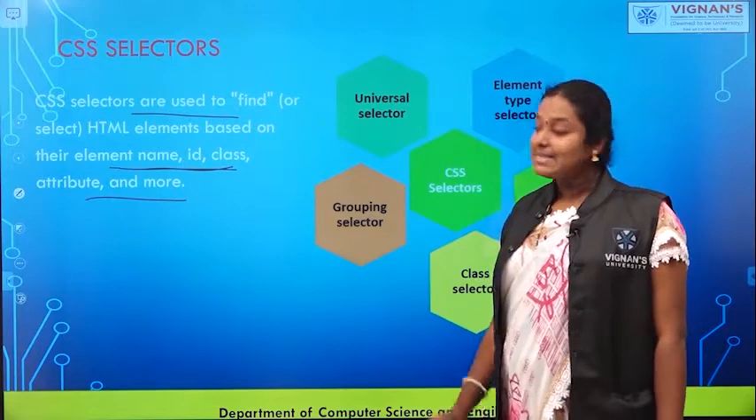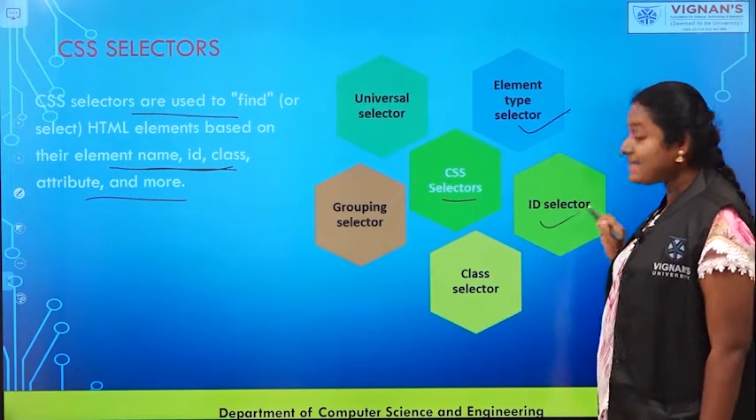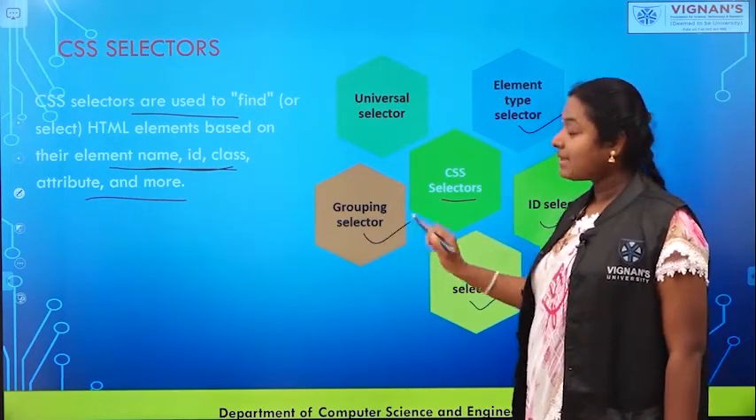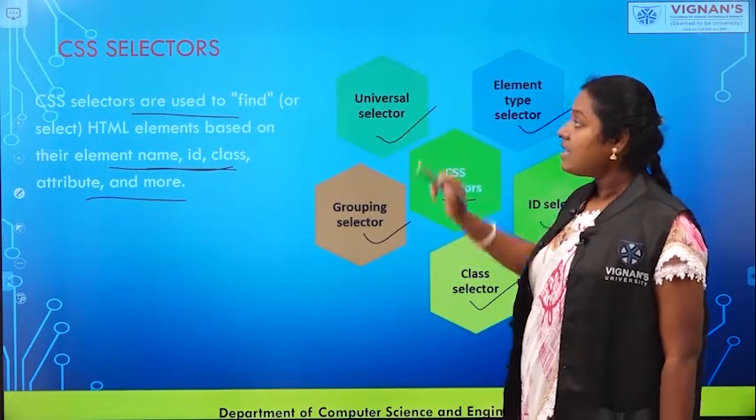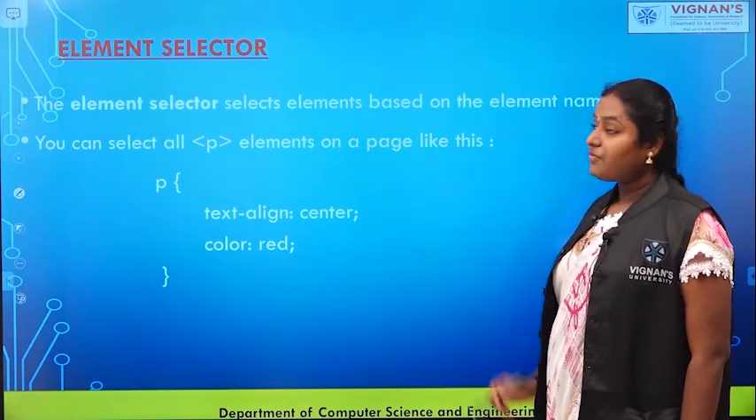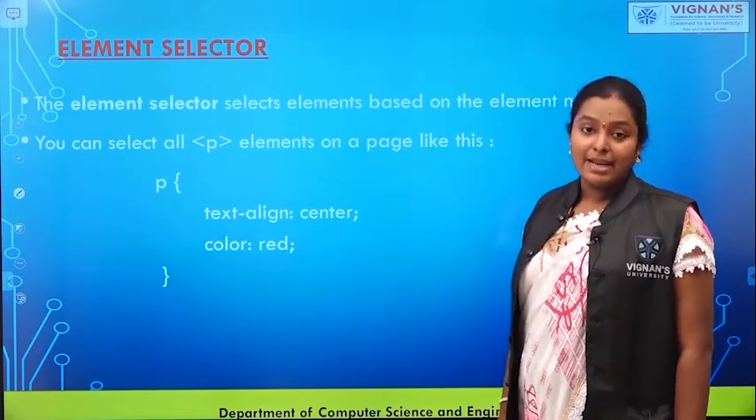Based on these, you are able to identify different selectors in CSS. The different CSS selectors are the element type selector, ID selector, class selector, grouping selector and universal selector. These are some of the CSS selectors. First you are going to discuss the element selector. So what is meant by an element selector?